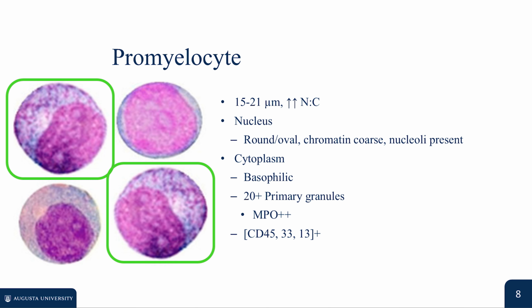The promyelocyte measures 15 to 21 micrometers and is often larger than the blast stage. It exhibits coarse condensing chromatin, visible nucleoli, and 20 or more prominent primary azurophilic granules. Promyelocytes are strongly MPO positive and express CD45, CD33, and CD13, but lose CD34.